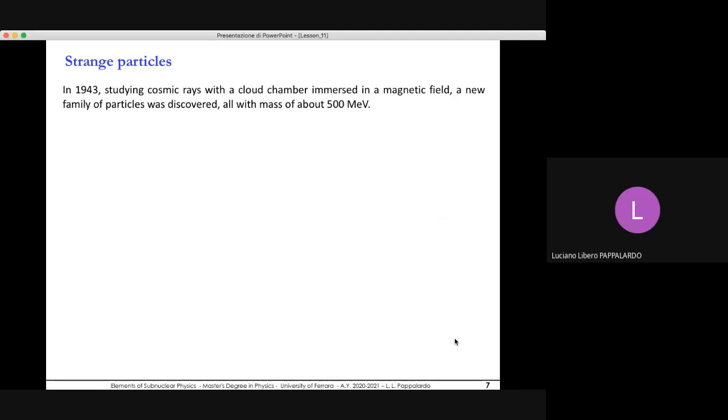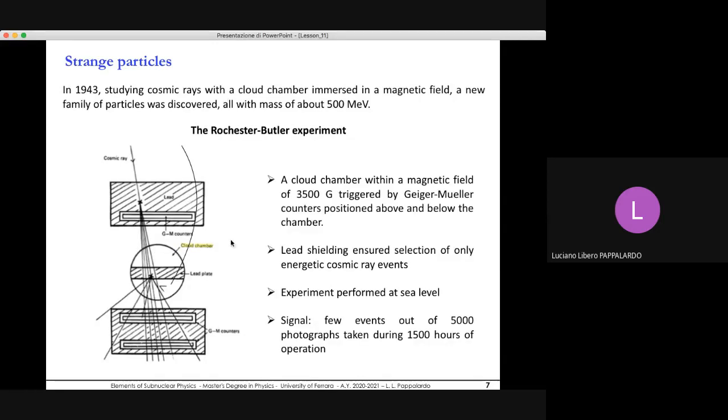So in 1943, by studying cosmic rays with a cloud chamber immersed in a magnetic field, a new family of particles was discovered, all with a mass around 500 MeV. So this is a layout of the experiment, the famous Rochester-Butler experiment. Essentially, they had a cloud chamber immersed in a magnetic field, triggered by several Geiger-Müller counters above and below the chamber, and also using some lead shield in order to only consider high energy particles.